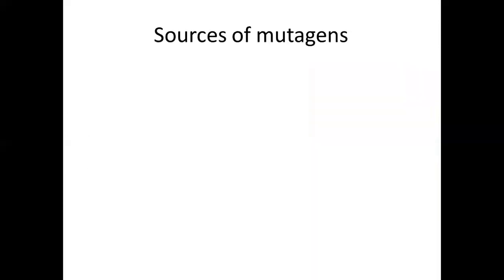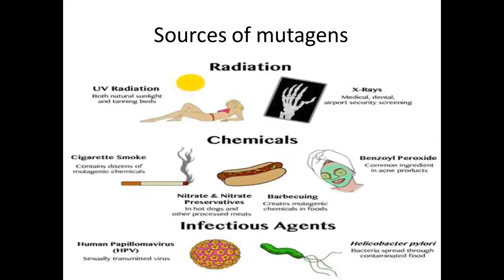Now, what are the sources of mutagens? Mutagens can be chemical, physical, or biological. Physical mutagens include heat and radiation. Examples of radiation are UV or ultraviolet radiation, which comes from natural sunlight and also from tanning beds, and X-rays, which are employed in medical, dental, and airport security screening.